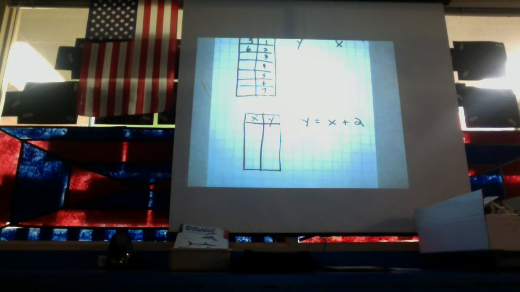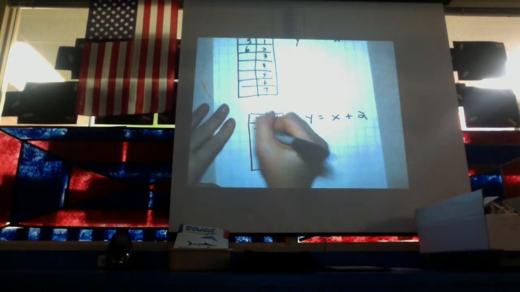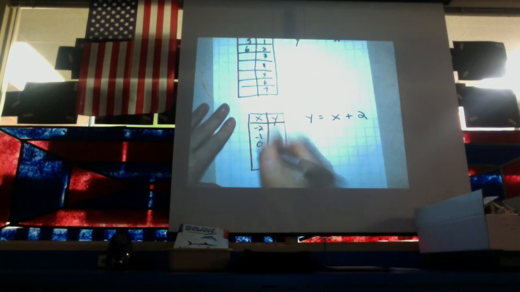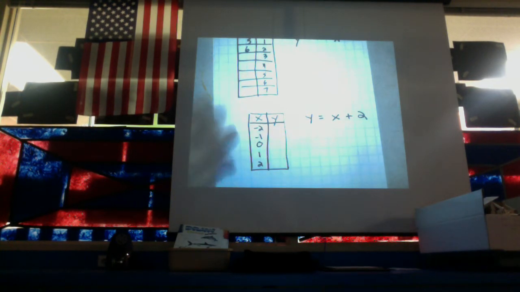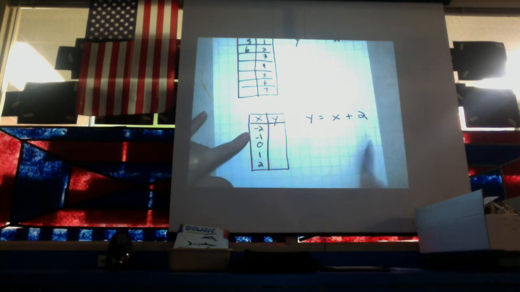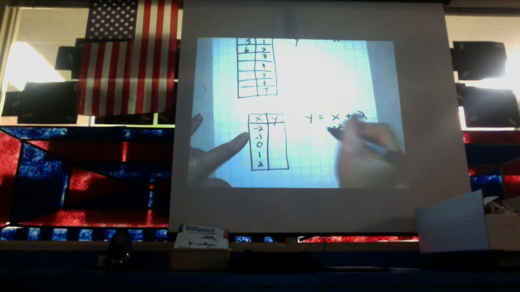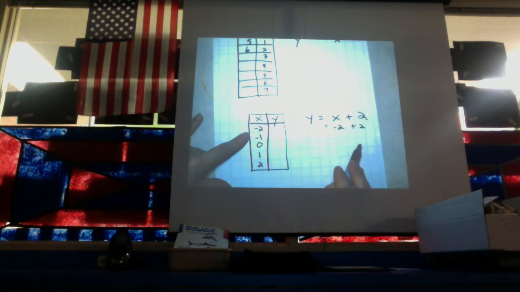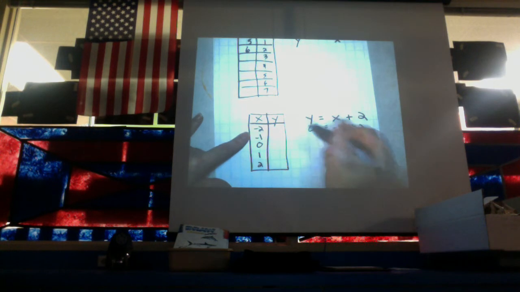A lot of times it'll say, use -2, -1, 0. It usually gives you the values, and this is usually a good place to start: a couple on one side of 0 and a couple on the other. So -2. If x is -2, plug in -2. Well, -2 plus 2, what is y going to be? We've learned how to do this in a previous section. -2 plus 2 is going to be 0, right? Yep. So y is 0.